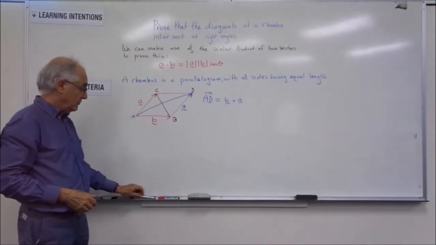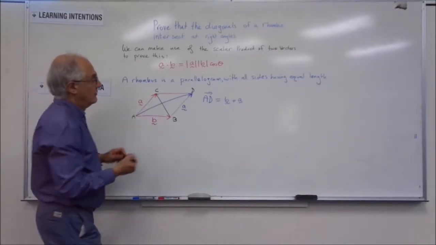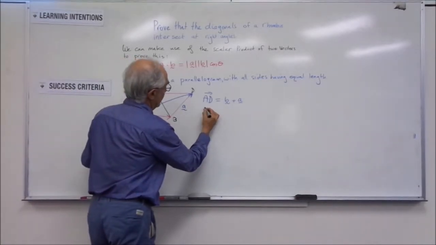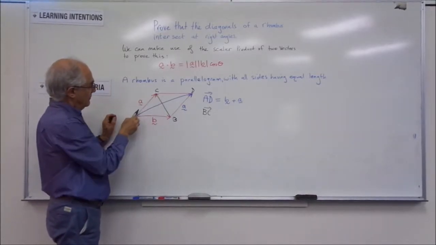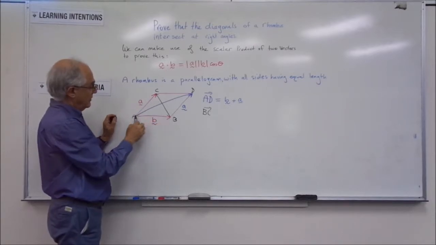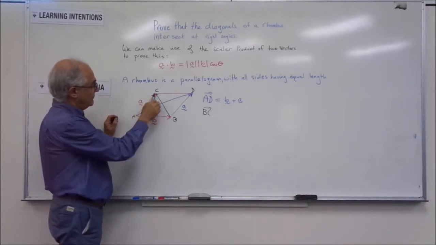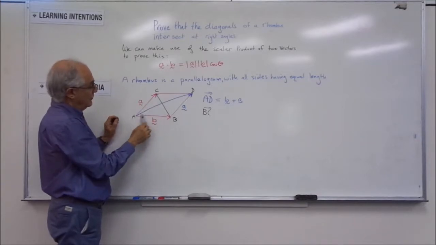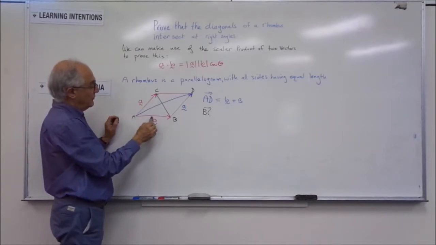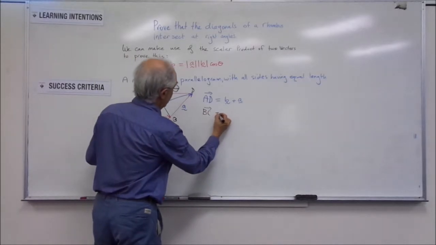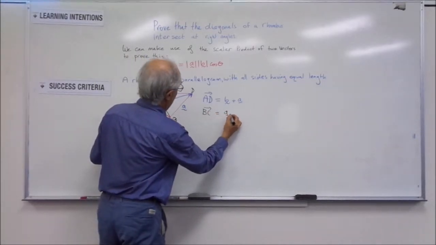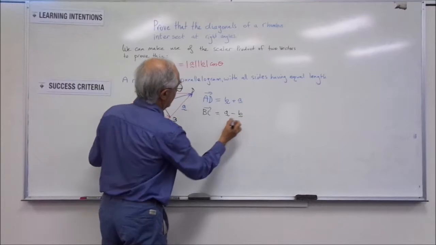The second diagonal, the vector BC, will in fact be the sum of the vector BA and the vector AC. BA plus AC equals BC. But BA is the negative of the vector B, because it's in the opposite direction. So we can write BC as equal to the vector A take away the vector B.